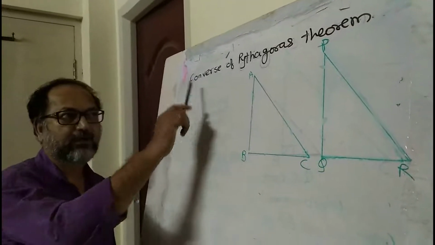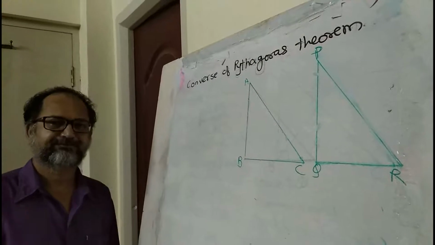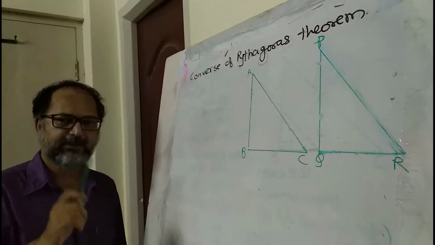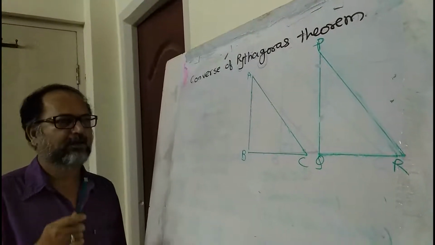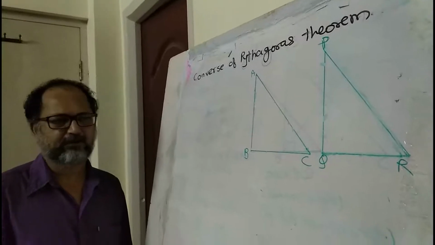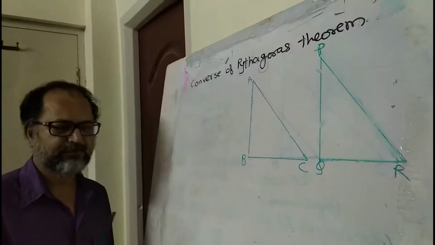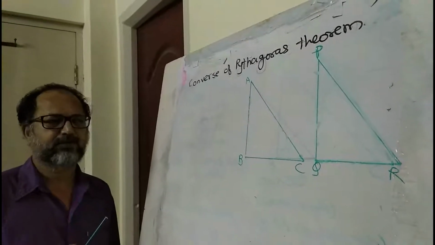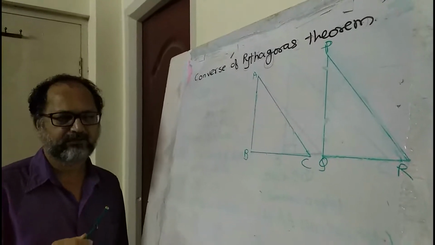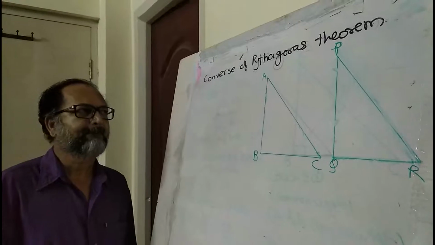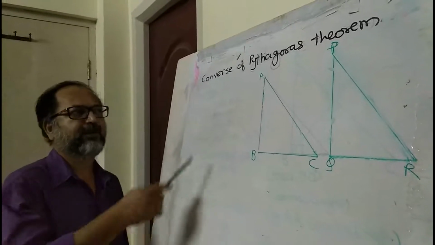Now we are doing the converse of Pythagoras theorem. If you remember, Pythagoras theorem is a property of a right angle triangle which says that the square of the hypotenuse is equal to the sum of the squares of the other two sides. So what could be the converse of this Pythagoras theorem?